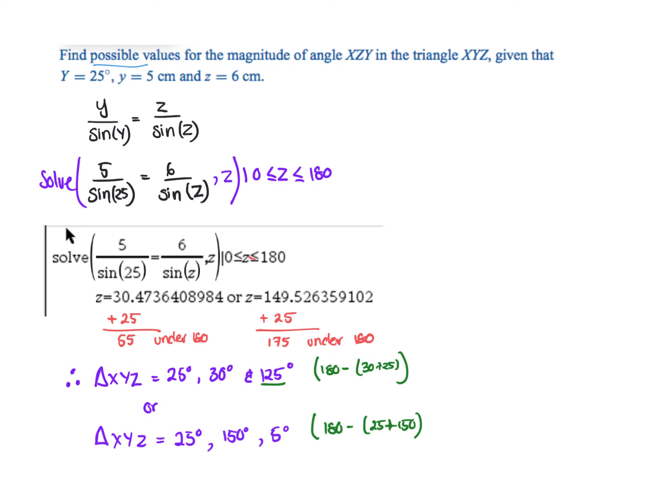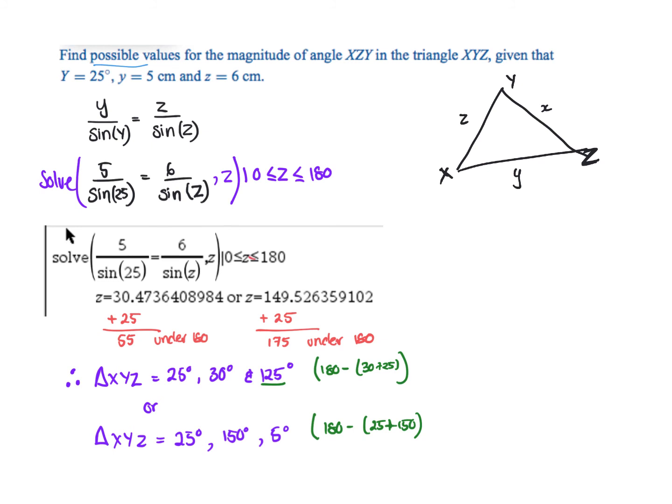Okay, so here's another one. It says find the possible values for the magnitude of the angle XZY in the triangle XYZ. So you've got working out in there, but I didn't want to use it. I wanted you to use the same way every time. So if you label your triangle XYZ, obviously you can do it where it's little x and little y and little z. So this is what we did.